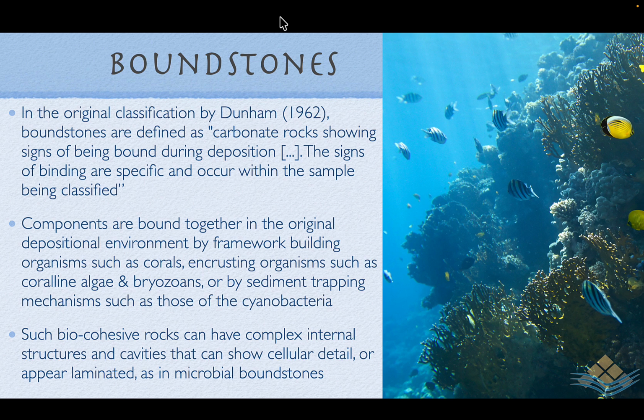They can have quite complex internal structures. Biocohesive rocks show things like cellular detail, layering contrary to gravity, geopetal infill of voids, lamination with quite steep slopes, as we see in a lot of microbial bindstones, all indicative of the rock holding together as it's growing and accumulating. There's a typical coralgal boundstone, a nice tropical rock, where the corals and the coralline algae are binding the rock together to form a wave-resistant reef framework.